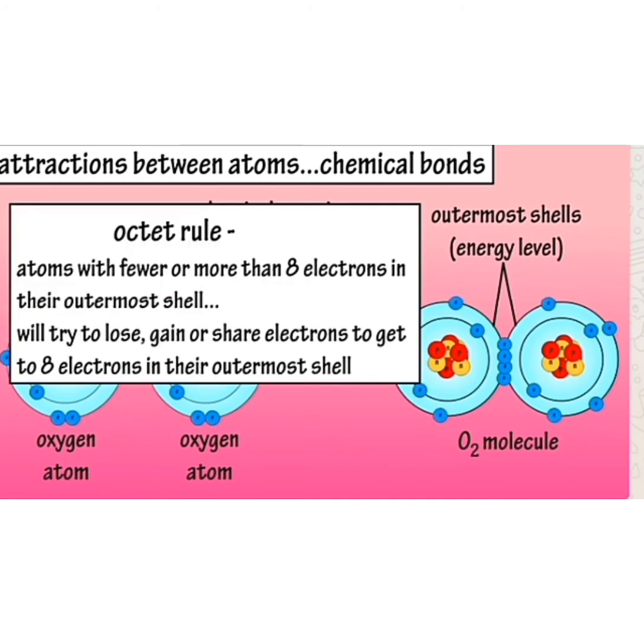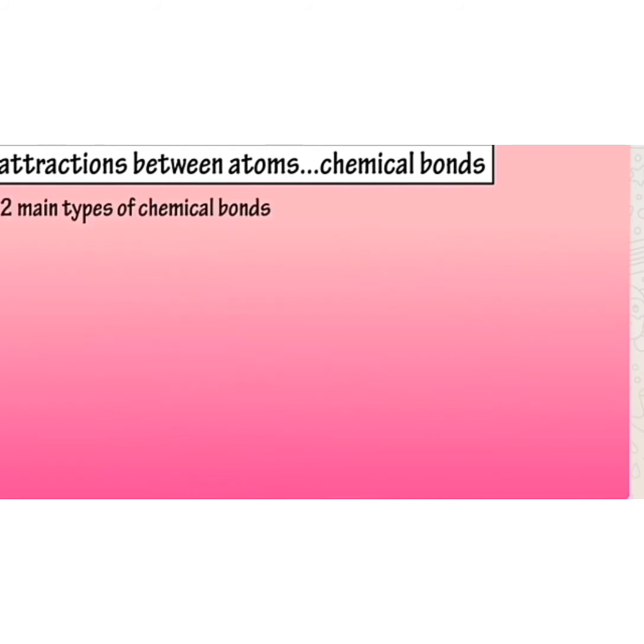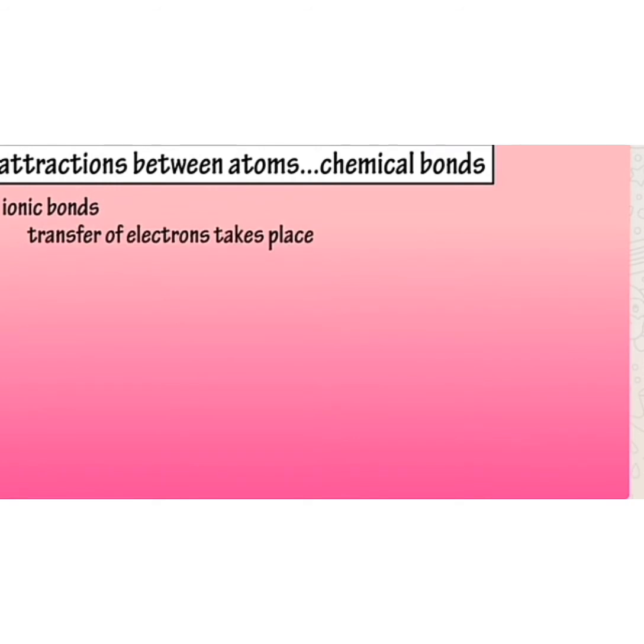The octet rule means that elements tend to combine so that each atom has 8 electrons in its outermost shell. This results in the formation of structures such as crystals or molecules. There are two main types of chemical bonds: ionic bonds and covalent bonds. Ionic bonds are bonds where the transfer of electrons takes place. Let's see how this type of bond works.